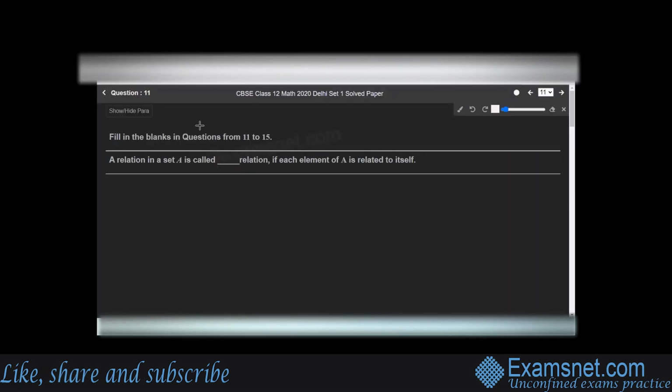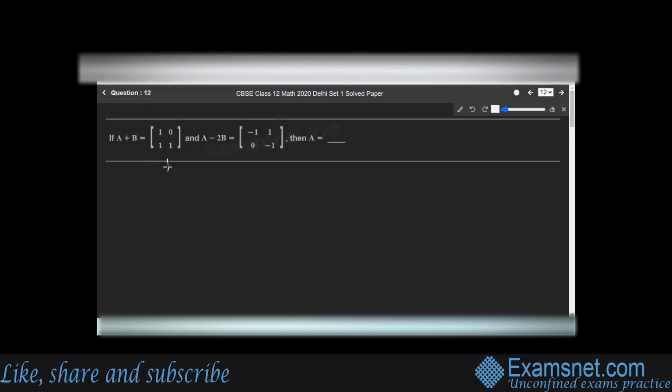Question number 11. Now you have to fill in the blanks for question number 11 to 15. The very first one, question number 11, says the relation in a set A is called dash relation if each element of A is related to itself. Now the answer to this question is reflexive. How is that? Let's say A is a set containing two elements, 1 and 2. So reflexive relation will be 1, 1 and 2, 2. That's it. So the answer to this question is reflexive. Hope you understood that. Next is question number 12.